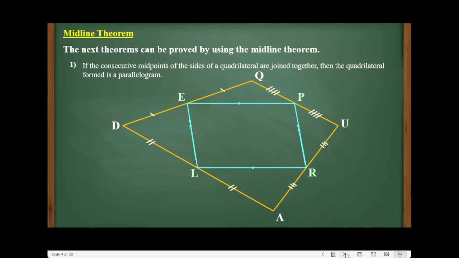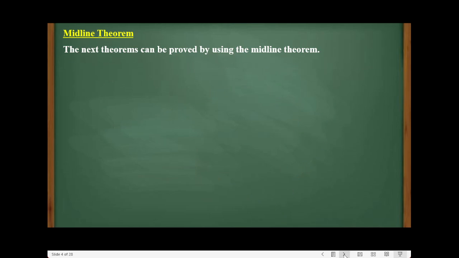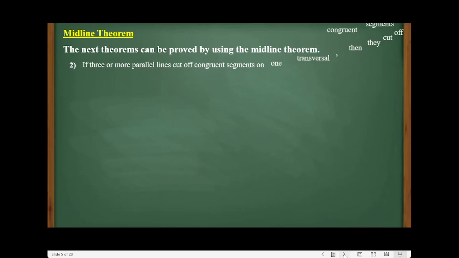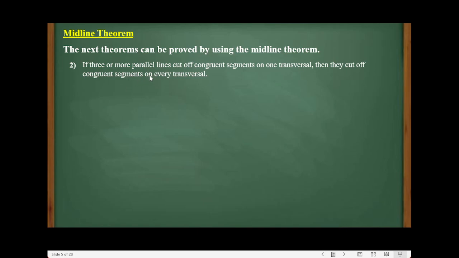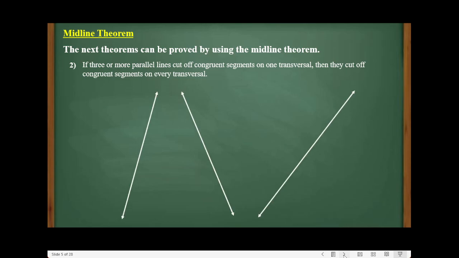for our second statement, let us go back to theorem number 2. Okay? If three or more parallel lines cut off congruent segments on one transversal, then they cut off congruent segments on every transversal. Okay, so paano to? Let us say we have three transversals. Okay? And from these three transversals, merong dumaan na lines.